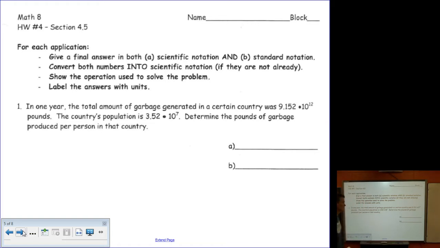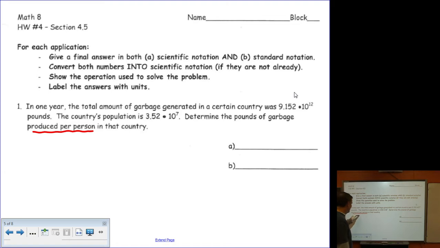Problem number 1 says, in 1 year, the total amount of garbage generated in a certain country was 6 pounds. The country's population is 2. Determine the pounds of garbage produced per person. Well, if 2 people produce 6 pounds, that's 3 pounds per person. 6 divided by 2. This must be a division problem. Let's go ahead and do division.